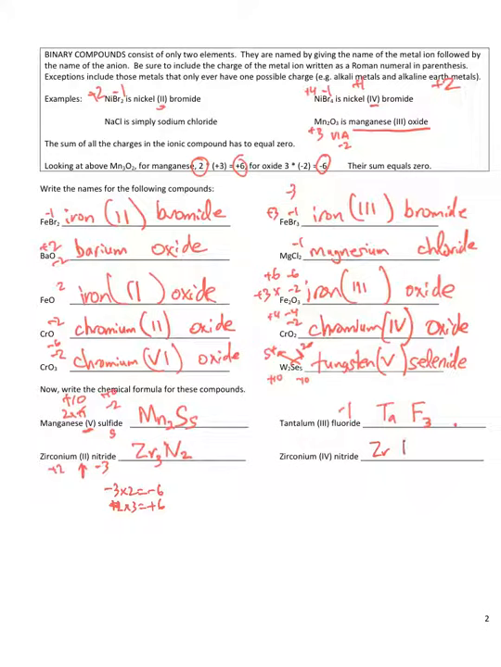4 nitride. Once again, nitride is a -3, so we can do the old switcheroo trick. Put the 3 with the zirconium, 4 with the nitride, and that should balance it out. Nitrogen, 4 times the -3 is -12. Zirconium, 3 times +4 is +12. Now they're electrically neutral, and it cancels out.